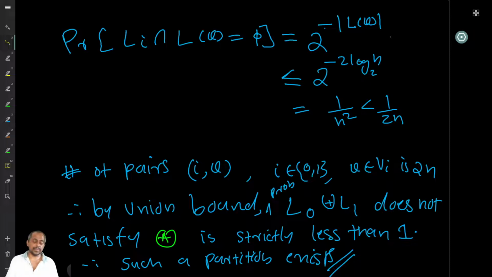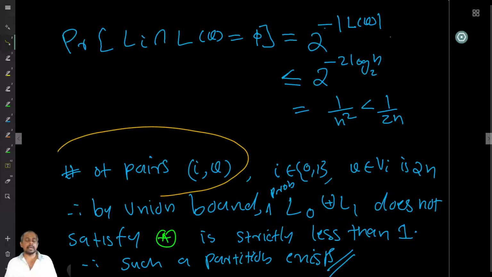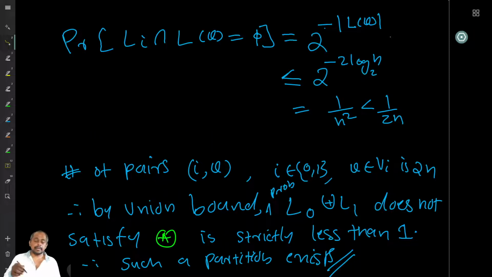Now, the number of pairs I am going to form, (i, v), where i is 0 or 1, and v is in V0 or V1, is basically 2n. Basically 0 and any of the vertices, and 1 and any of the vertices. There are n vertices on one side, n vertices on the other side. So the pairs (0, this set) and (1, that set) number at most 2n.